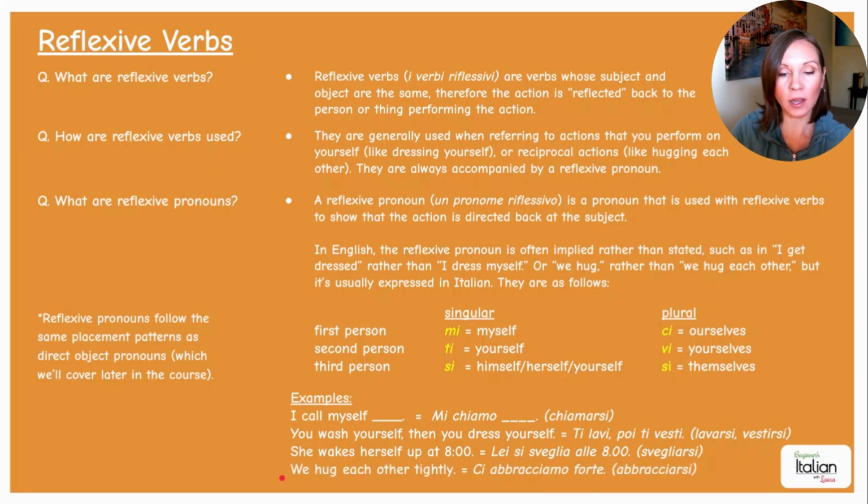Okay, and then finally, "we hug each other tightly." Ci abbracciamo forte. In this case, we're using the first person plural. Okay, ci, and then we have our abbracciamo, which comes after the ci because it's conjugated, forte.